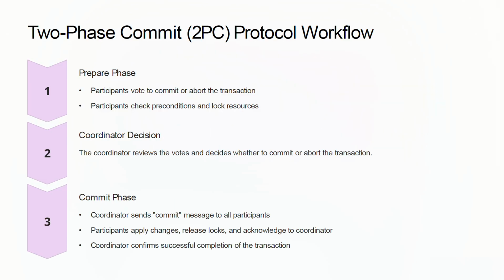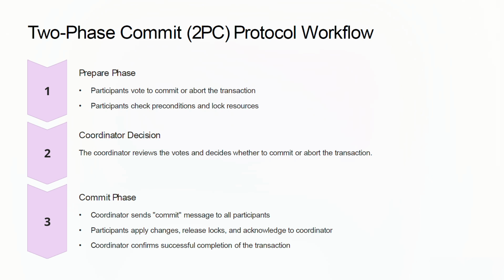Now let us look at the workflow. To illustrate how 2PC works, here is a flowchart of the entire process. It begins with the coordinator sending a prepare message to all participants, who then respond with either yes or no. If all participants reply yes, the coordinator proceeds by sending a commit message, completing the transaction across all nodes. However, if even one participant replies with no, the coordinator instead sends an abort message canceling the transaction.